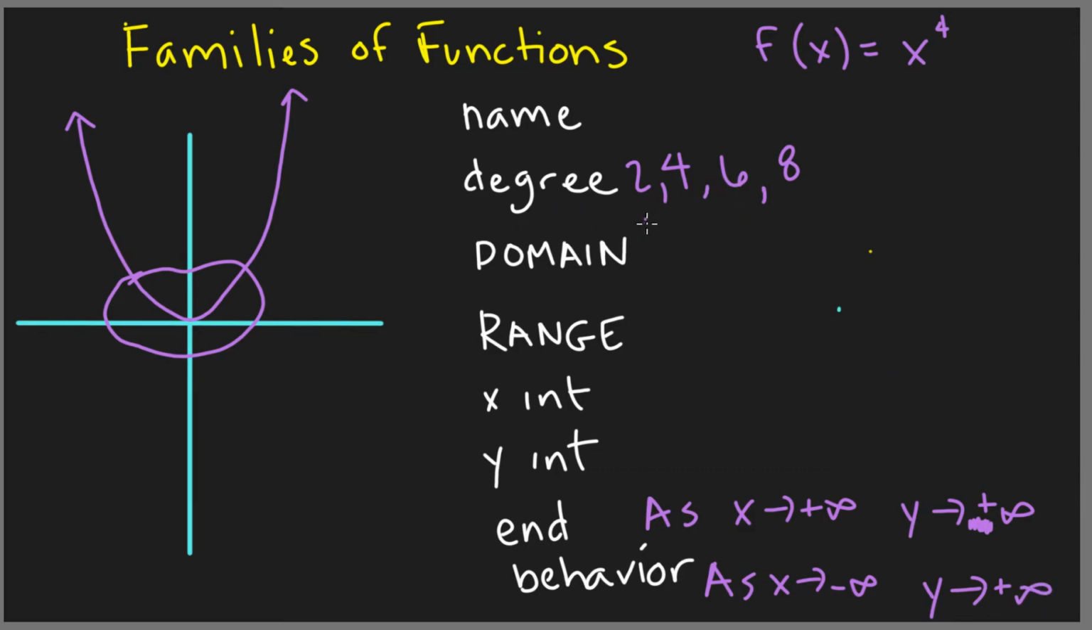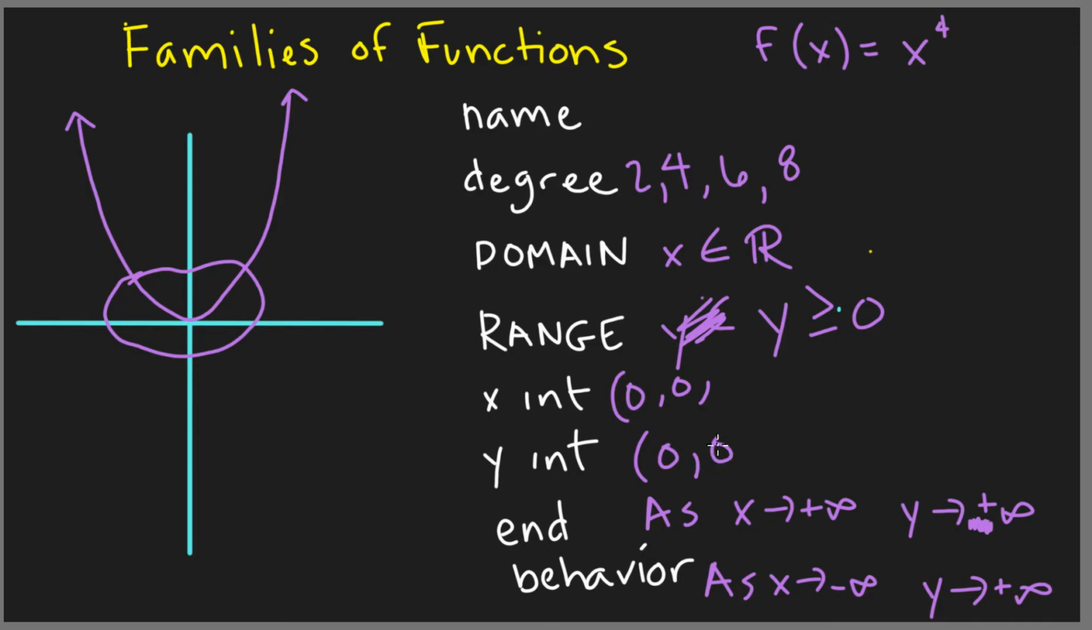My domain, just like the quadratic, x is a member of the set of all real numbers, and my range, y is going to be greater than or equal to 0. My x-intercept is going to be at 0, 0, and my y-intercept is going to be at 0, 0. Now, you already know about symmetry for even functions. You can see that we're symmetrical to the y-axis. We'll talk about symmetry some other time.